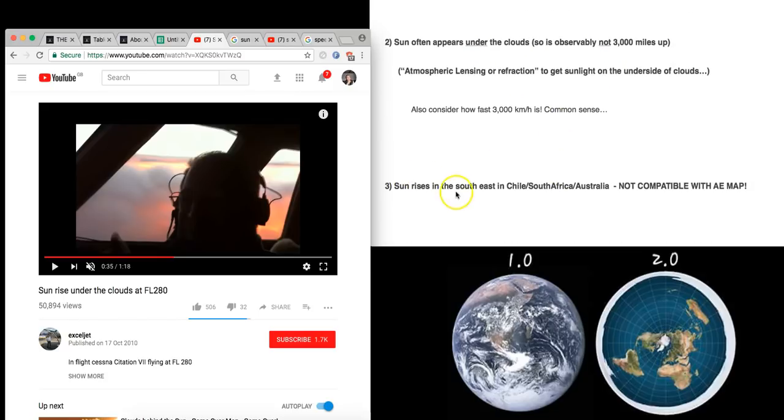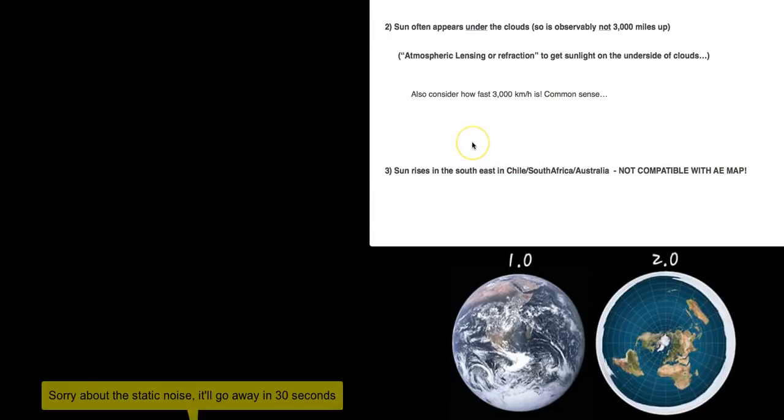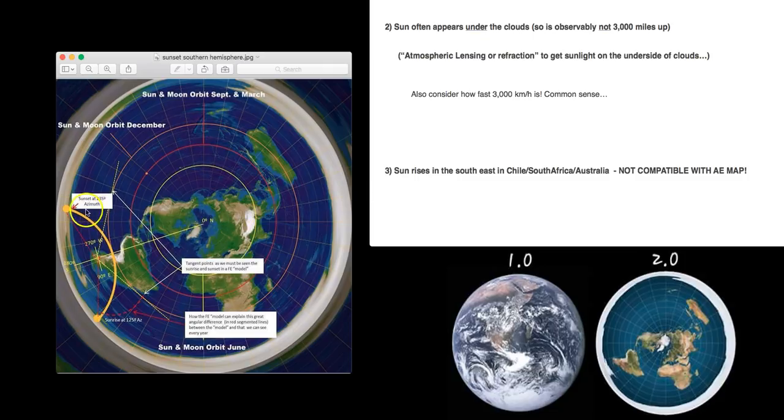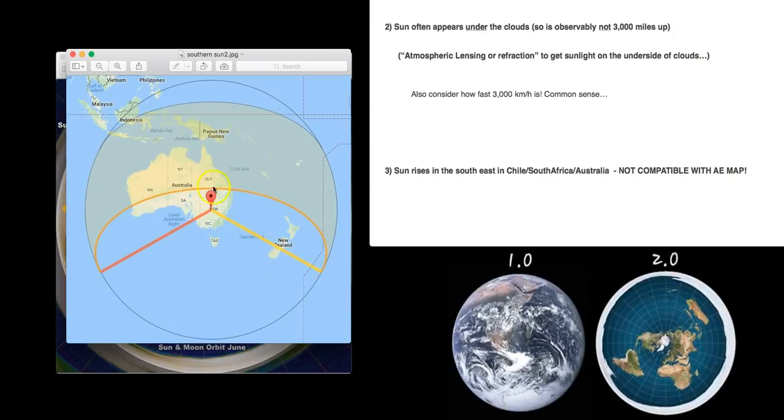So thirdly, let's get into this. The third proof is that the sun rises in the southeast in the southern hemisphere. This is more or less what you see when you're in Chile. Same in Australia. Sun rises in the southeast.